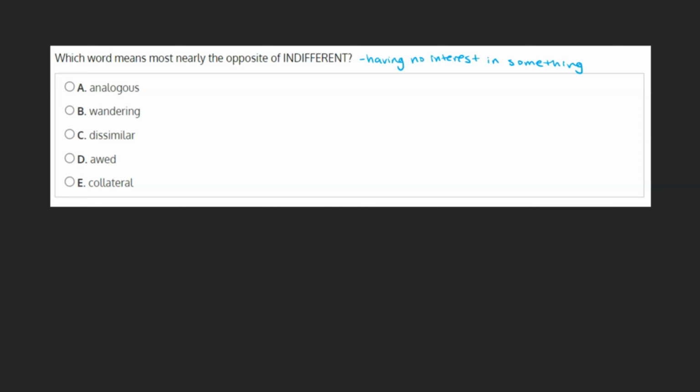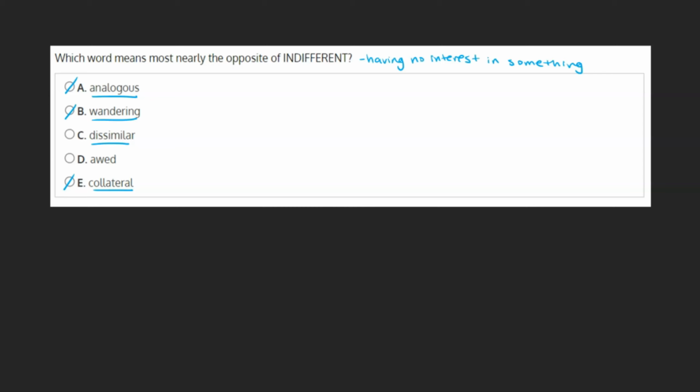to that. Taking a look at our choices, we can see that analogous, wandering, and collateral right off the bat have nothing to do with indifferent and can be marked off. Dissimilar is a false alarm. As the words similar and different are opposites, you might assume dissimilar and indifferent are opposites as well.